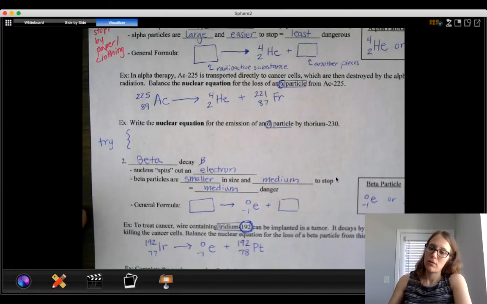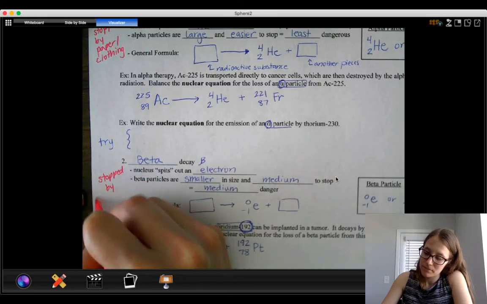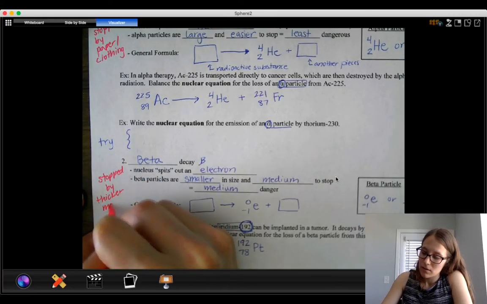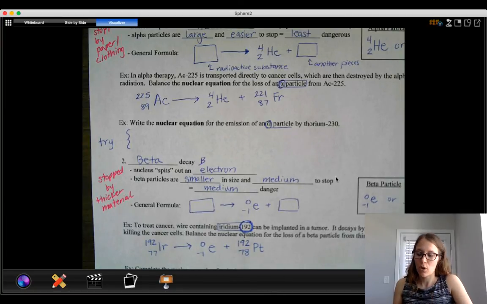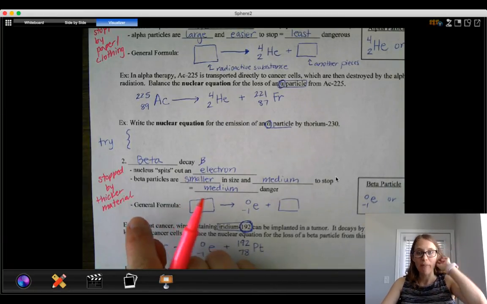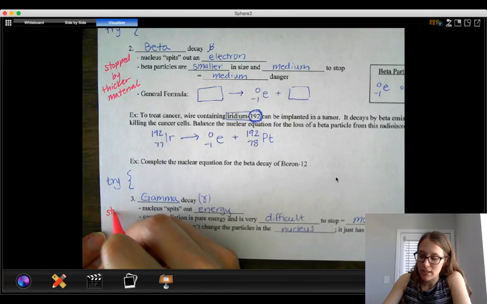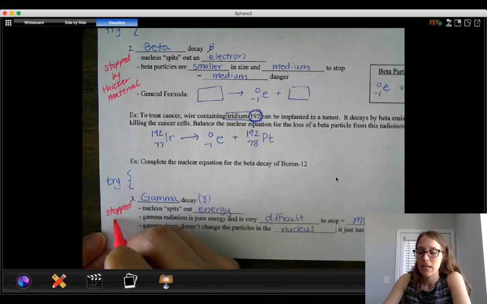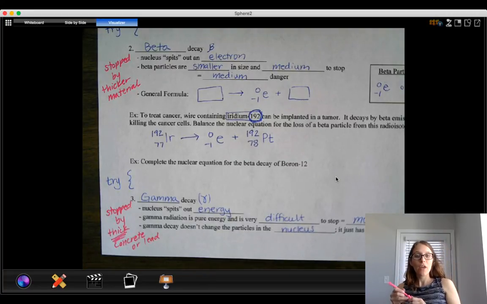Beta decay could be stopped by thicker materials, so like really thick amounts of paper, like textbook thickness of paper, or like really heavy duty or thicker types of clothing, even thin amounts of metal. And then our last one on here, gamma decay. Gamma decay is the hardest to stop. Gamma decay could be stopped, but only by really thick concrete or lead. So we would want thick concrete or thick lead.